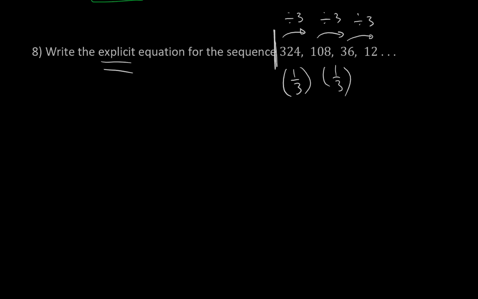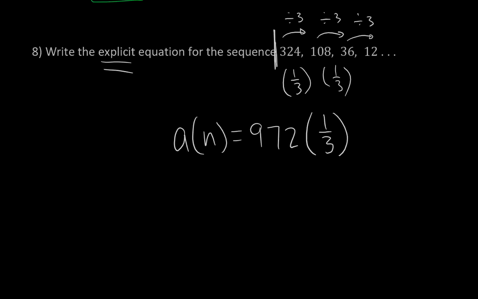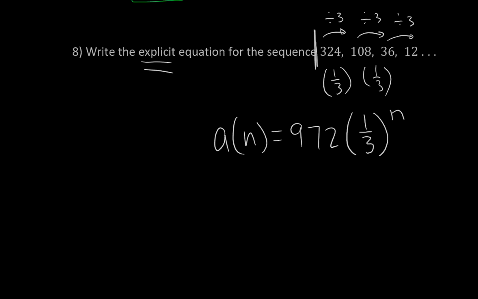So my sequence should be, I guess I'll use A of n equals 972. Every single time I move forward, I'm multiplying by 1/3. And how many times I multiply by 1/3 depends on the sequence number I want. So again, repeated multiplication, multiplying by 1/3 again and again and again, is shown with exponentiation. So this is exactly the function that I want.